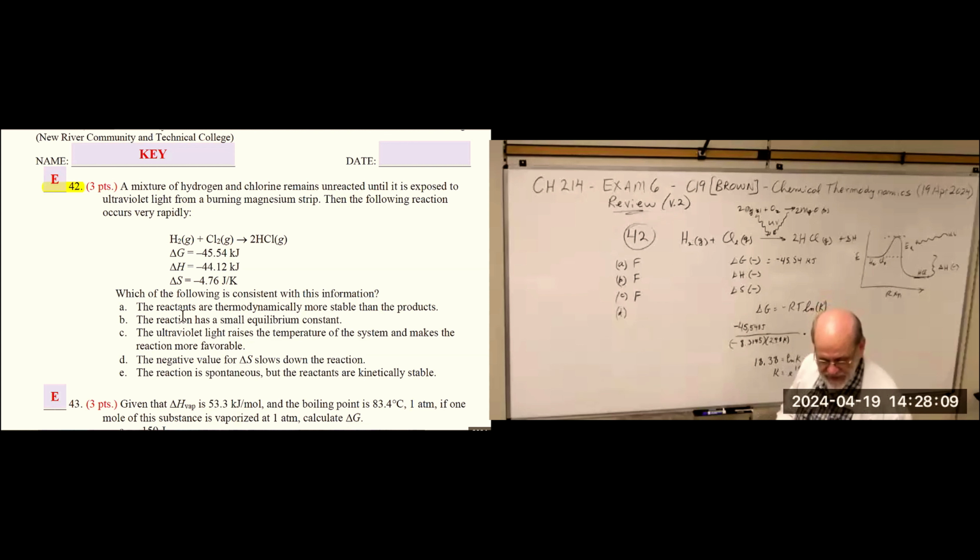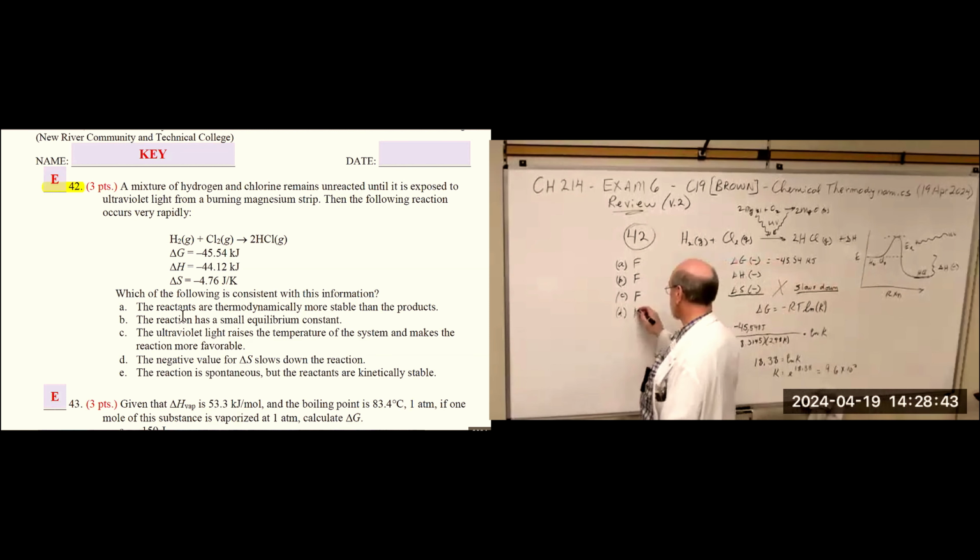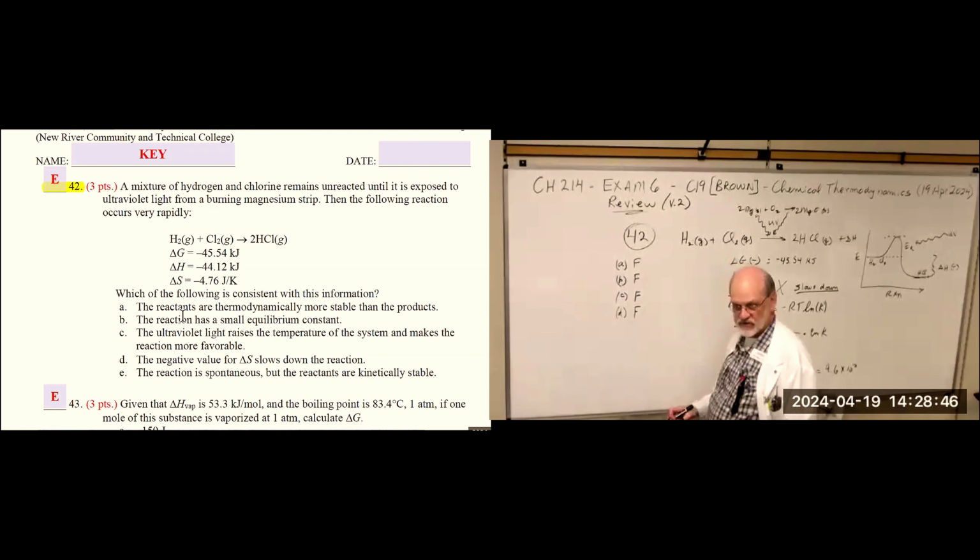The negative value of delta S slows down the reaction. Wait a minute. The key there is slows down. Speeds it up. No. This is thermodynamics, equilibrium. This is kinetics. They don't have anything to do with each other. So this was false because it's mixing apples and oranges.